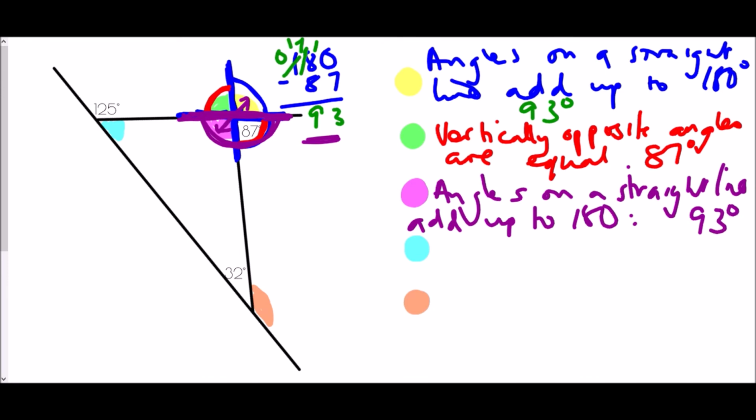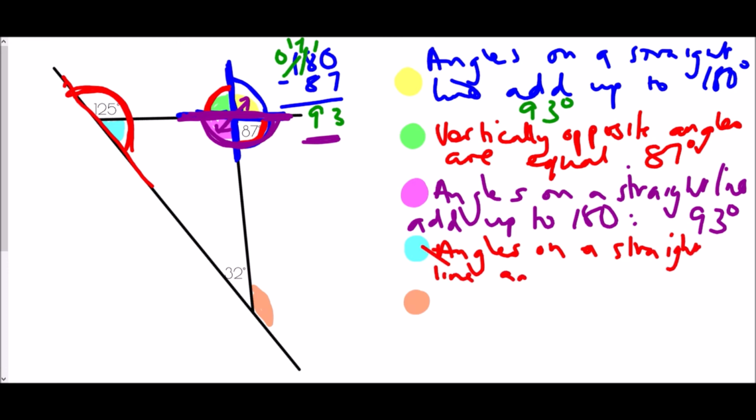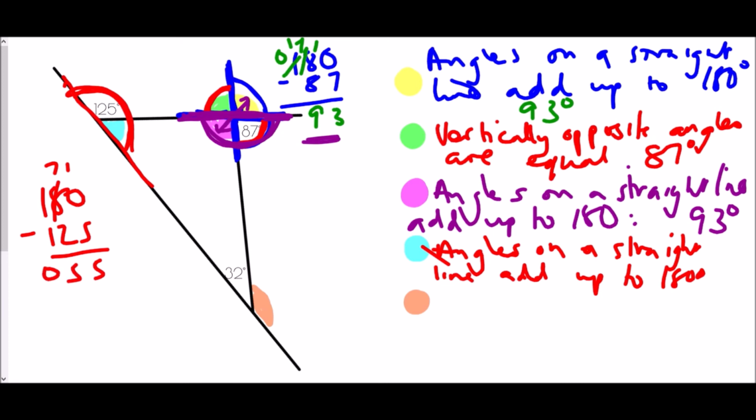The blue one. Well, the only angle that the blue one is included with is the 125 degrees. And again, that is making a straight line. And so our rule is that angles on a straight line add up to 180 degrees, and in this case 180 take away 125, well that's going to be 5 and 5 and 0, so this one would be 55 degrees.